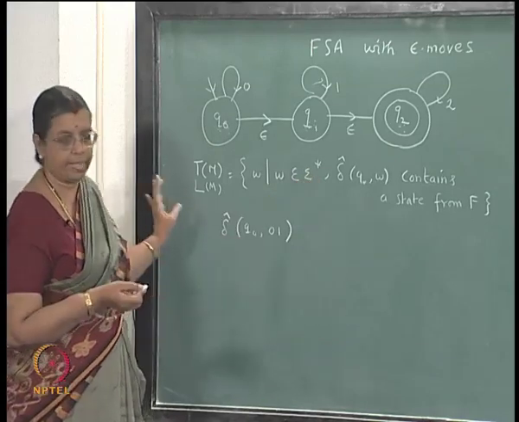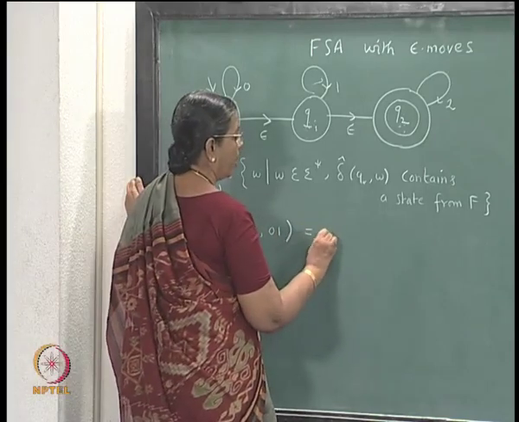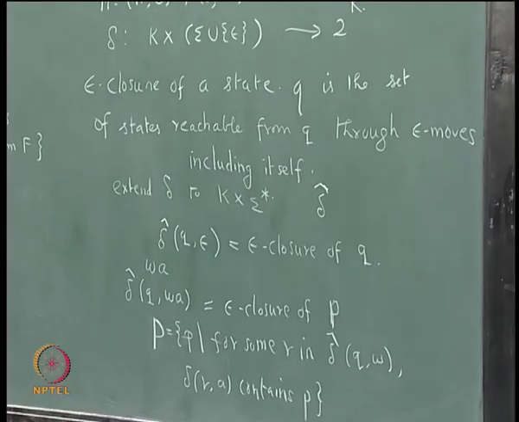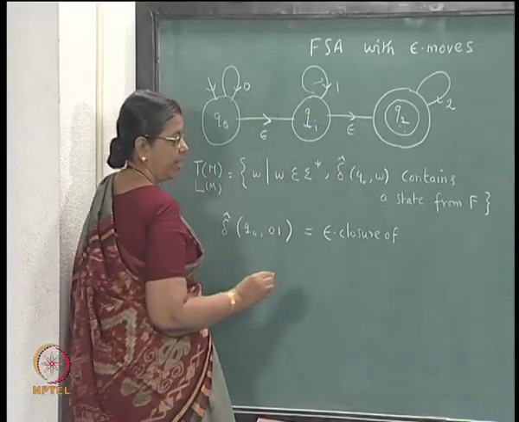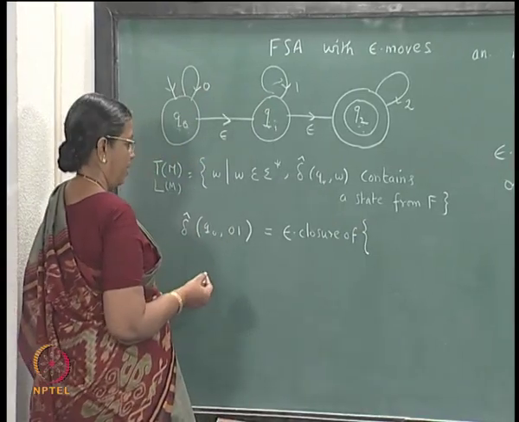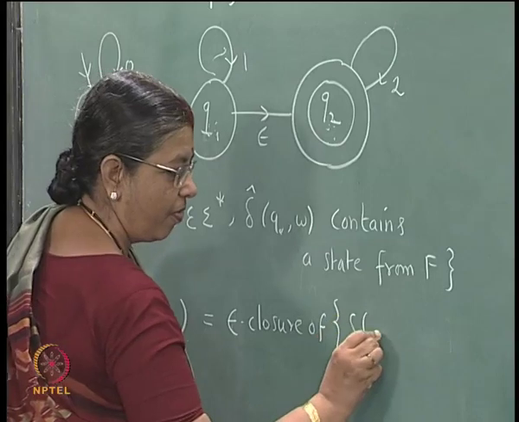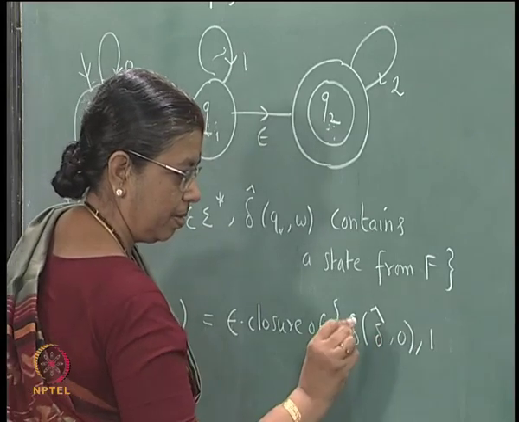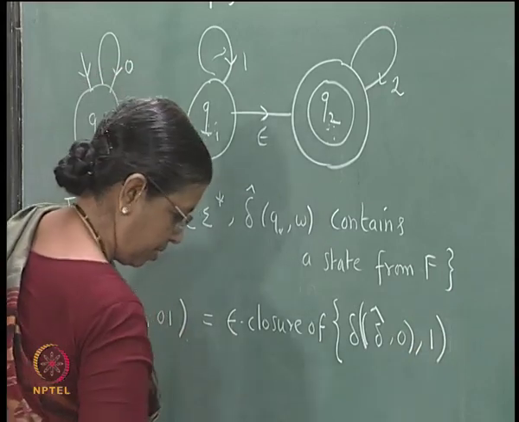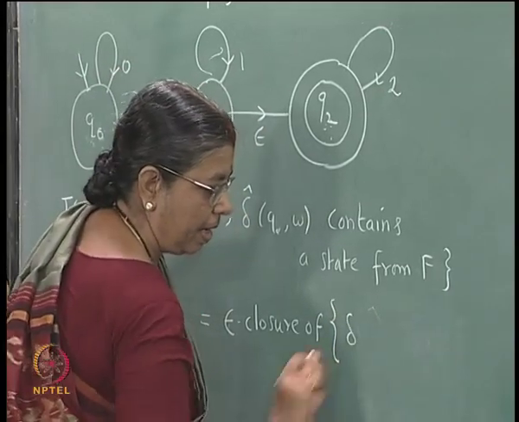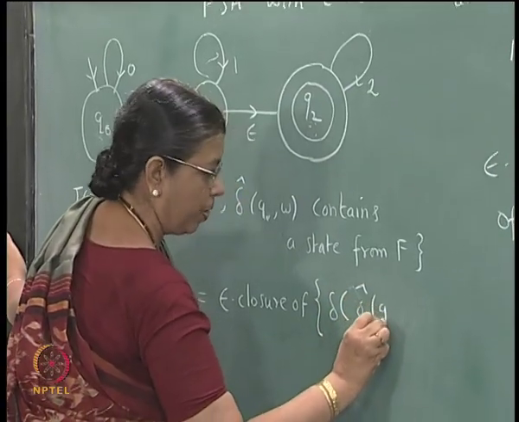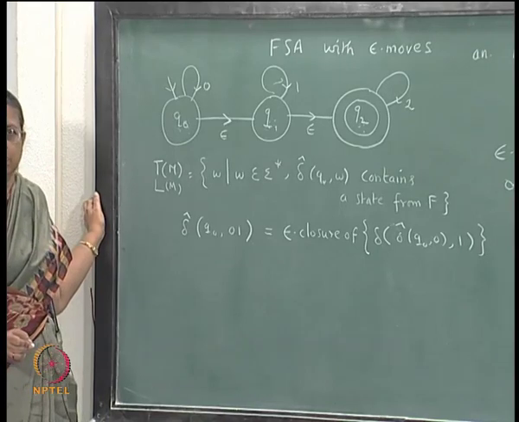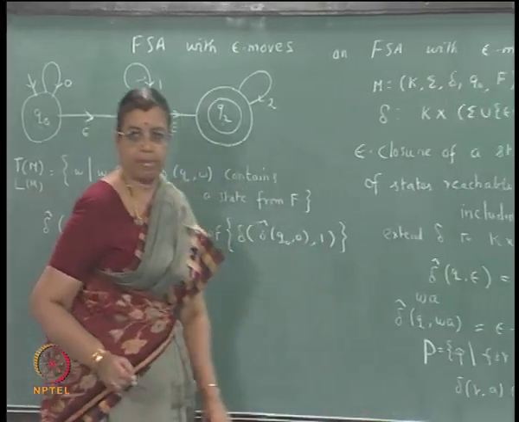Using the formal notation, how do you get this? This is equal to epsilon closure of the set of states delta of delta cap q naught 0 comma 1. In this way, if you write using this formal notation.